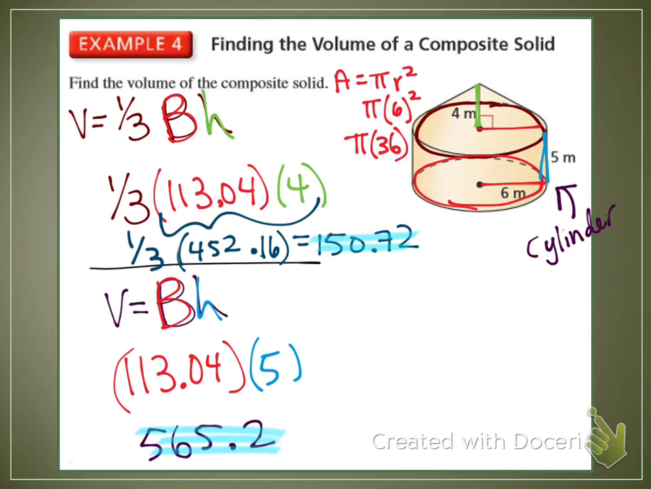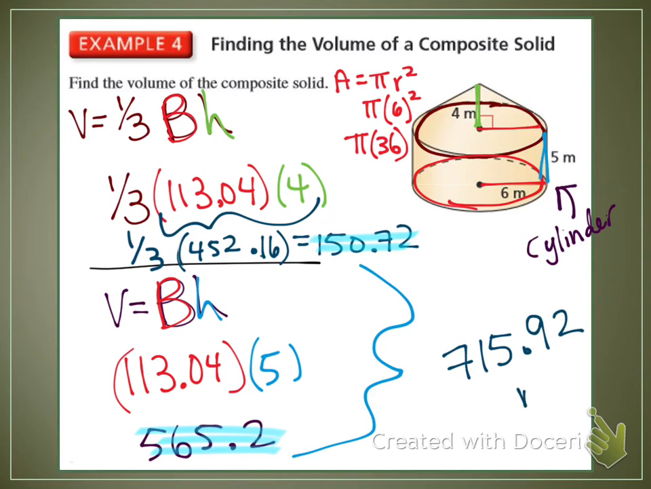So then we need to find the composite volume. The top portion is 150.72. The bottom portion is 565.2. So what do we do with these two numbers? We're going to add them. Add them together, and what is our final answer? 715.92. And it is meters cubed.